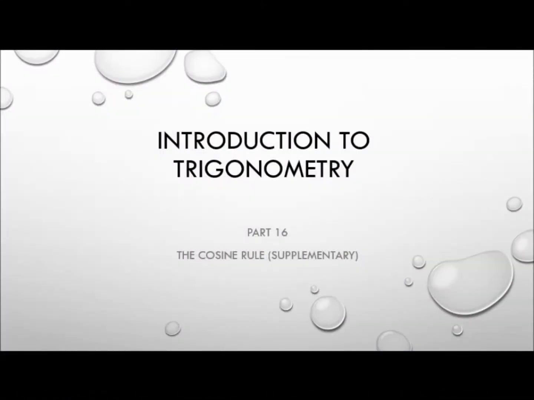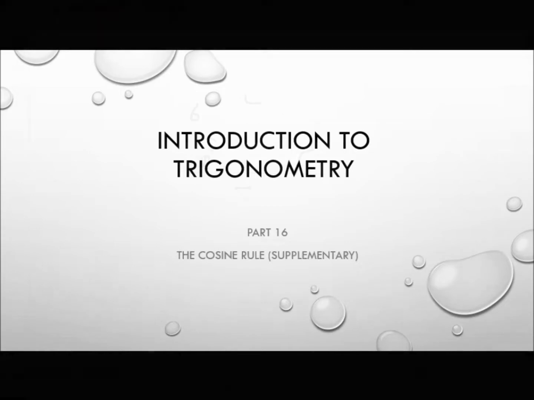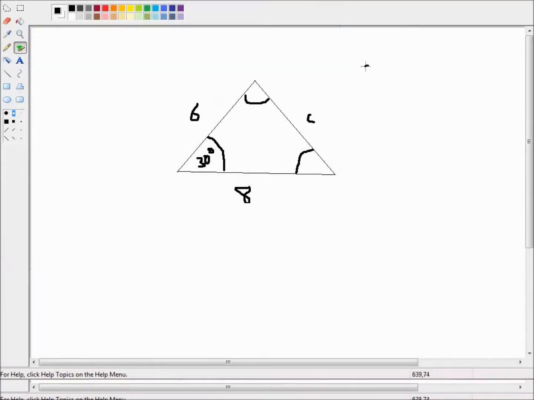In this supplementary video we're going to be looking at the cosine rule, and in this case, instead of deriving it as we did in the last video, we're going to look at how to practically use the cosine rule. So we'll remember the cosine rule says c squared is equal to a squared plus b squared minus 2ab cos c.